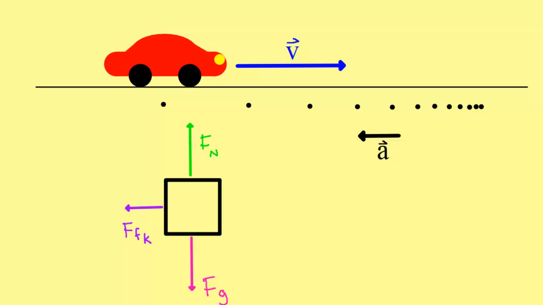Okay, so now we're going to take this free body diagram right here, and we're going to look at how we would add these arrows together, because a lot of times we need to find the sum of the forces, which means add them all up. So let's take a look and see how we can do that.